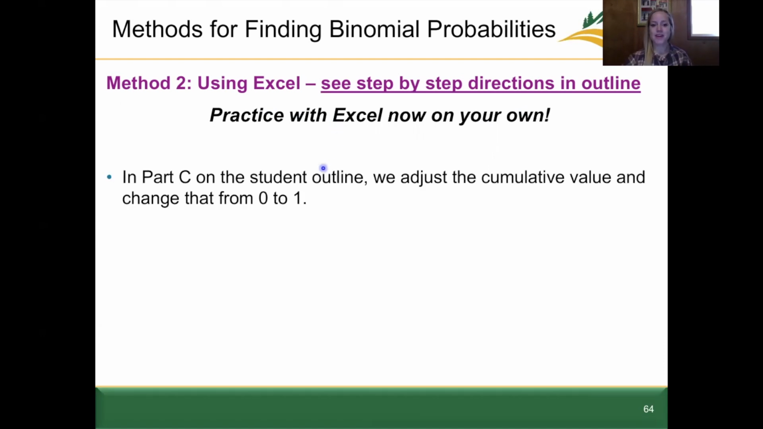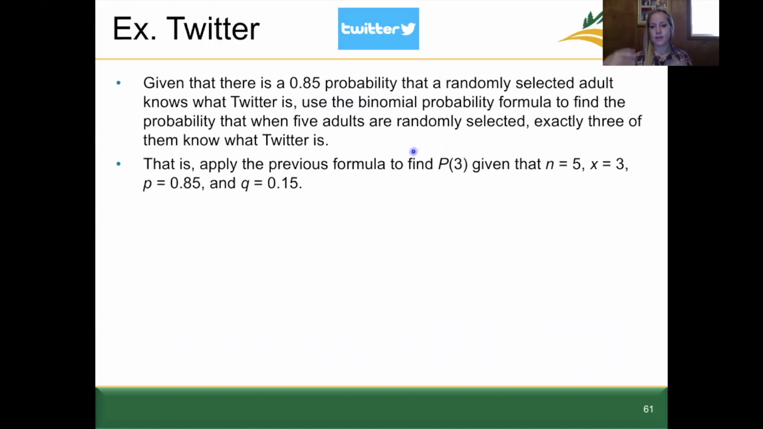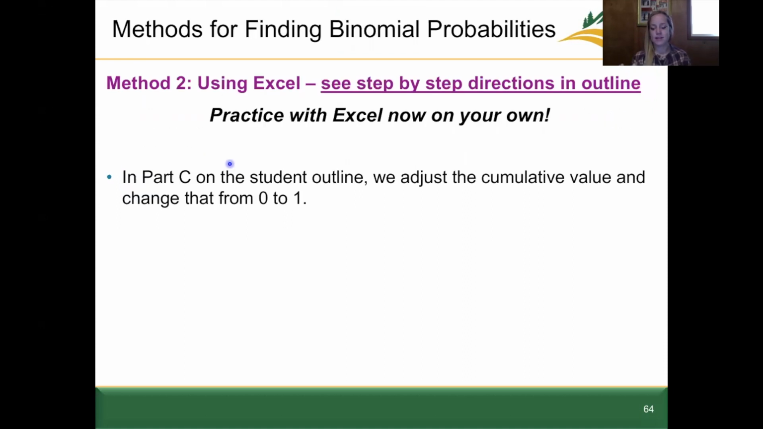Now, I mentioned I would talk more about this cumulative value. So in part C on your student outline, we go into adjusting the cumulative value to be from 0 to 1. Remember that cumulative value goes right here in our formula when we start to type this in. The reason we want to use 0 initially is because we're asked about the probability of getting exactly 3 adults knowing what Twitter is. For exactly 3 number of successes, or exactly any number of successes, our cumulative value is 0.